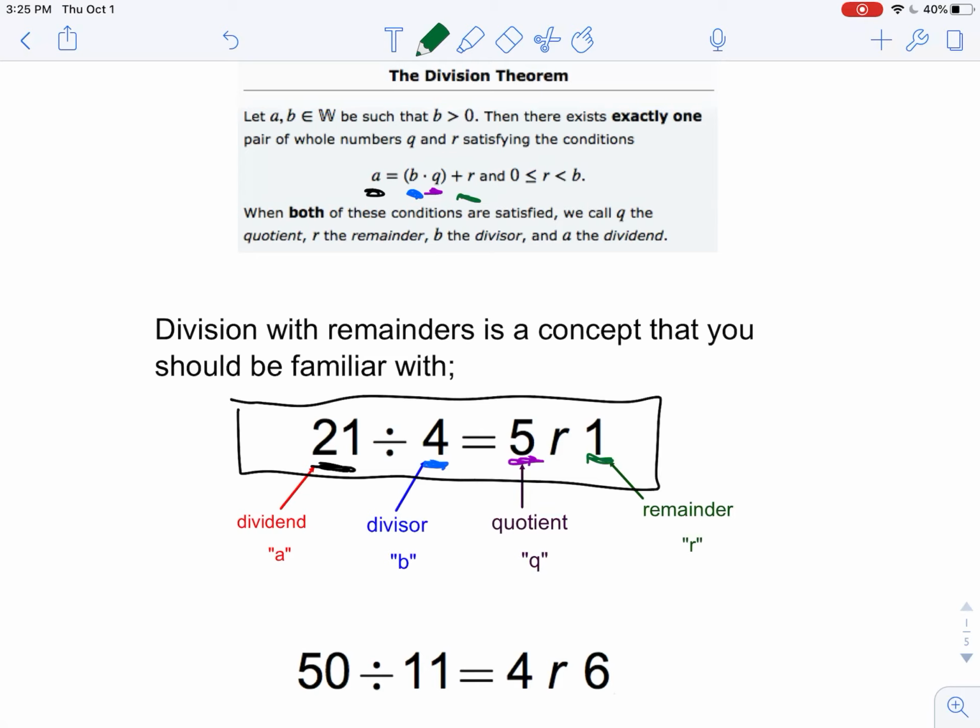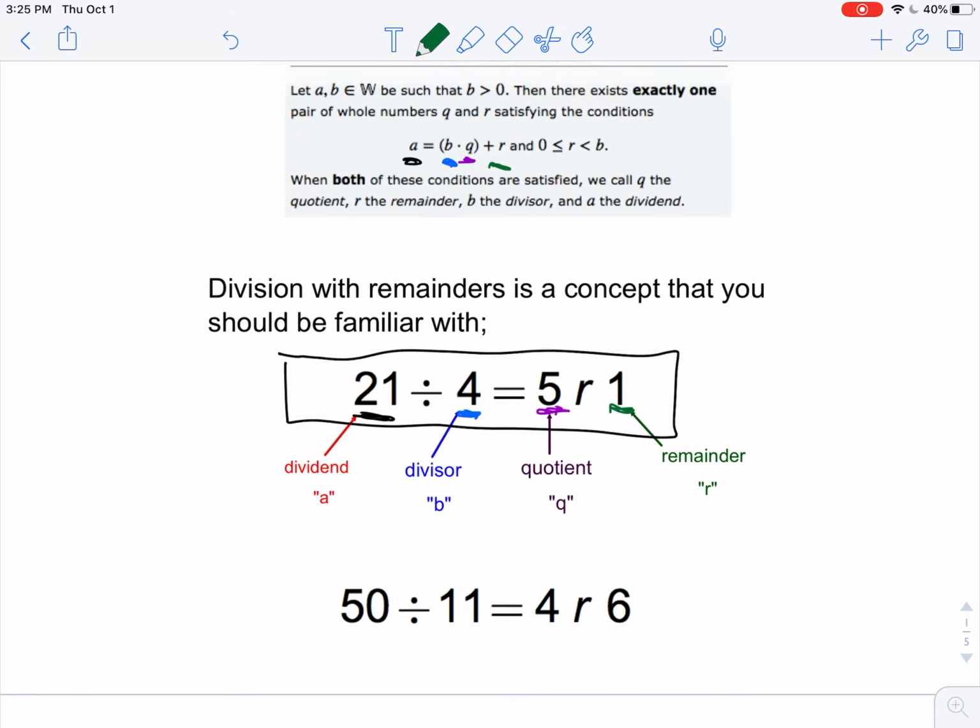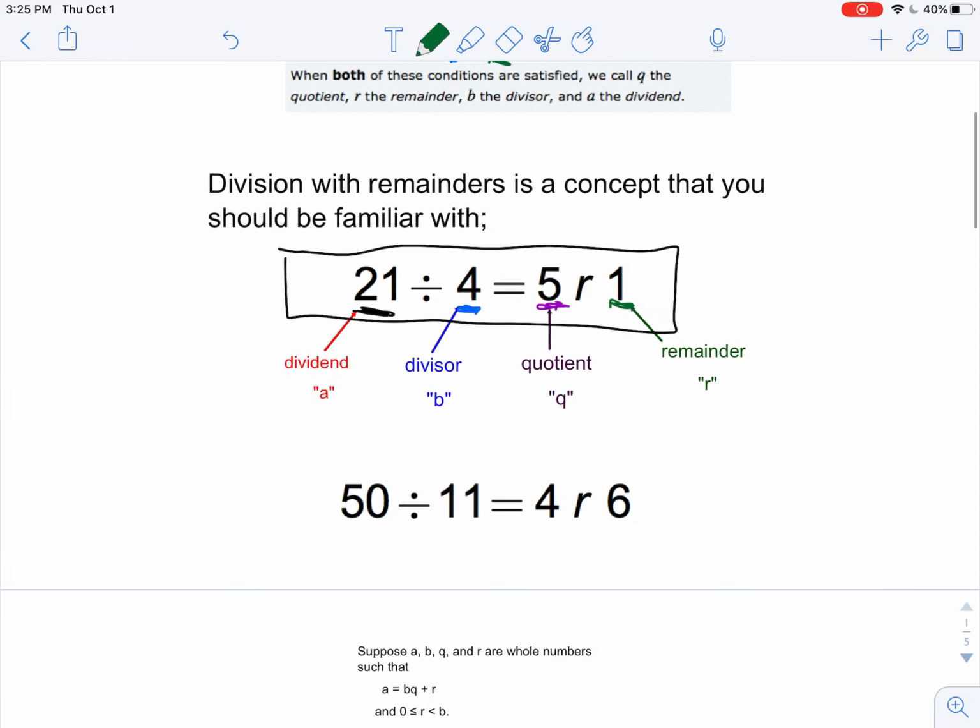All right, so simply put, the division theorem says that a equals b times q plus r, where a is the number that's getting divided up. There exists exactly one pair of whole numbers, q and r, that satisfy this condition as long as b is greater than 0. That's what the division theorem basically says.